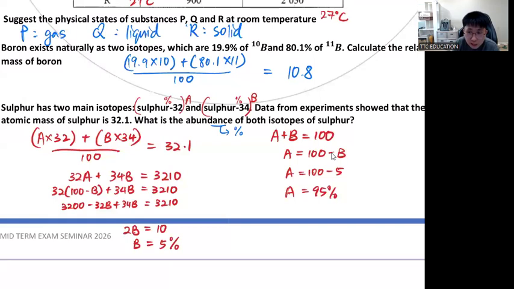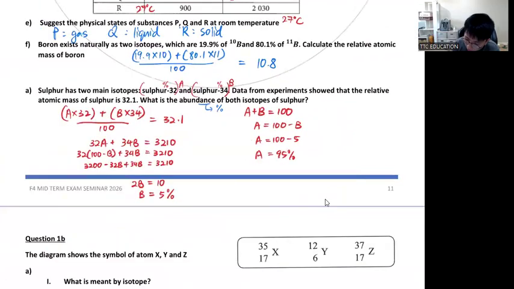So ultimately, guys, try to be more specific. So B is what? So we can say like this. Conclusion: percentage of sulfur-32 is 95%. Percentage of sulfur-34 is 5%.